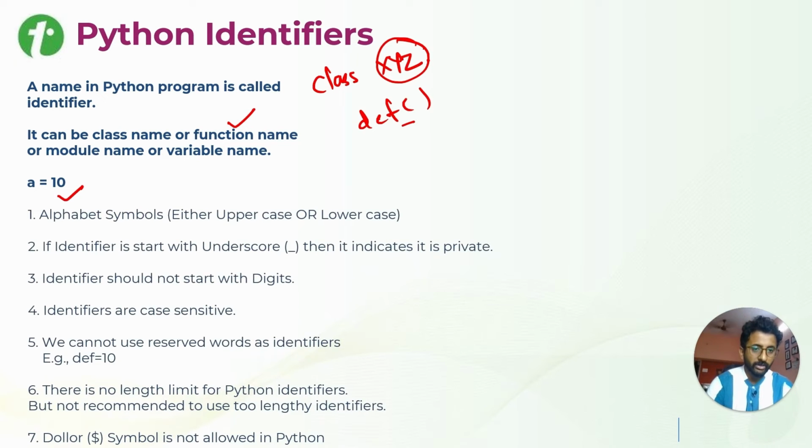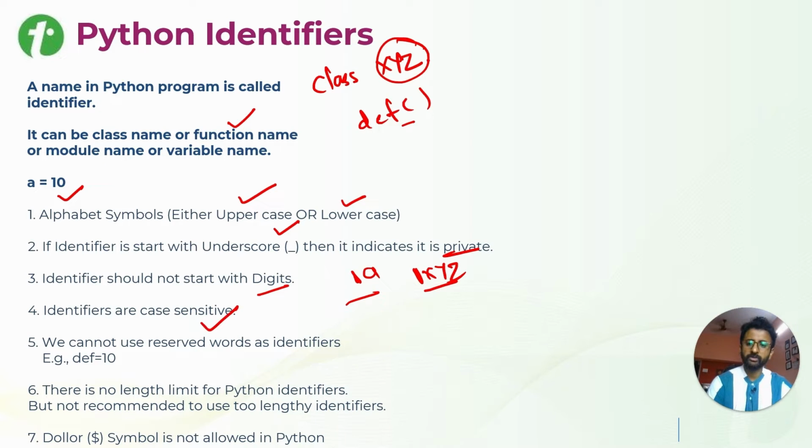There are certain rules associated with that. It should start with uppercase or lowercase. If it starts with an underscore, it will be a private one. We will talk about that in coming slides. An identifier should not start with digits. That means 1A or 1XYZ, these kinds of names are not allowed.